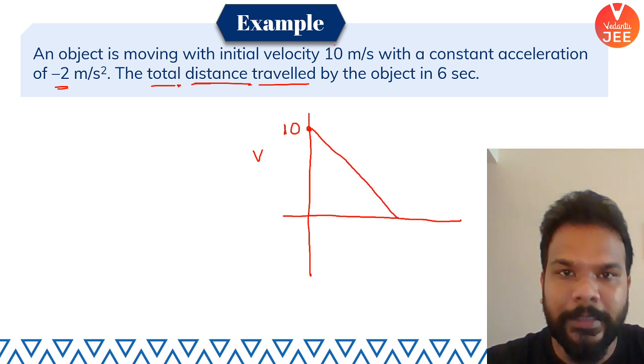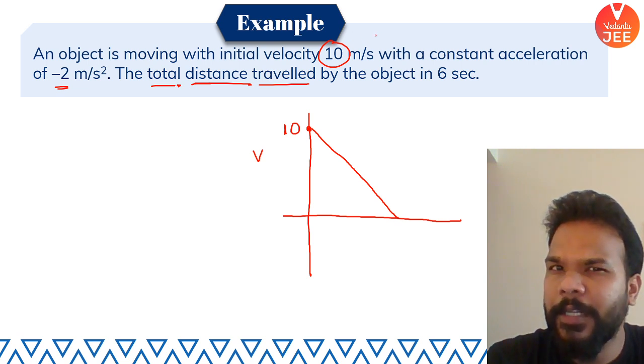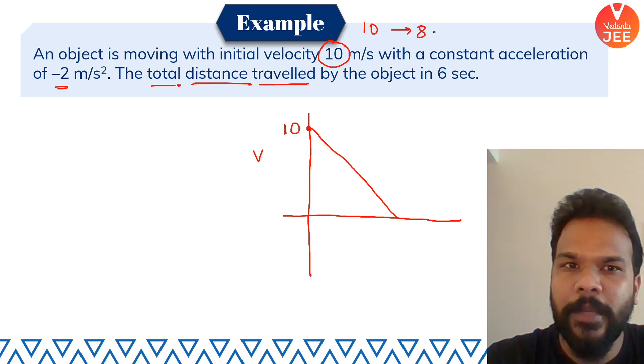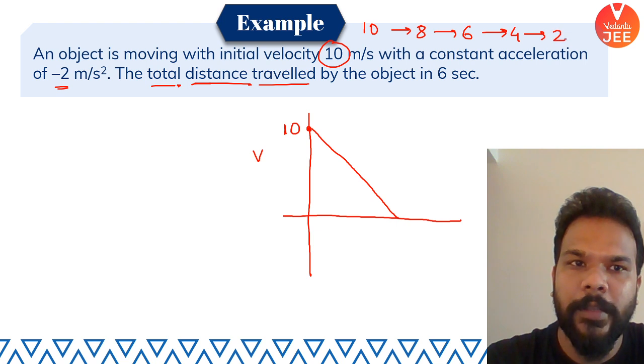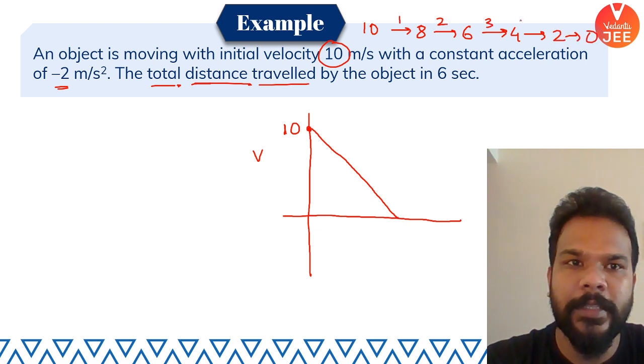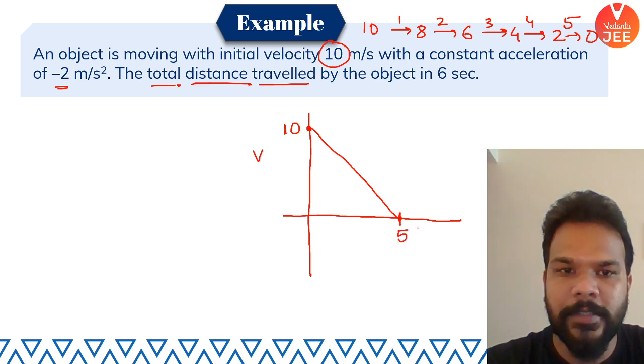So if you look at this 10 meter per second, after how much time do you think the velocity will become 0? If it is 10, after 1 second it is going to become 8, after one more second it will become 6, then 4, then 2, then 0. So this is t equal to 1 second, 2 second, 3 second, 4 second, and after 5 seconds the body is going to attain its 0 velocity.